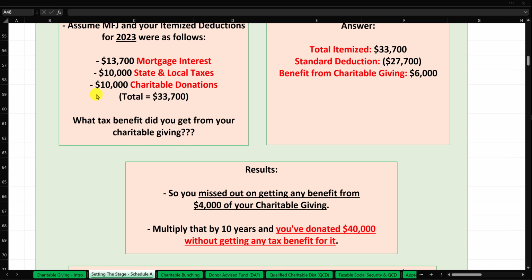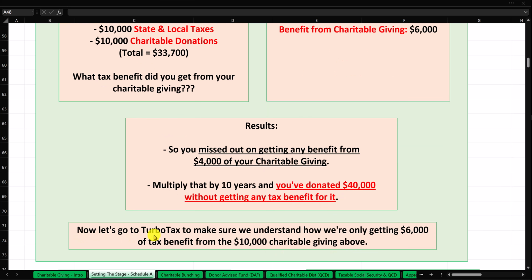In other words, you gave $10,000 here, but your actual tax benefit only ended up being $6,000 of the total $10,000. Now multiply that by 10 years and you've donated $40,000 without getting any tax benefit for it. So now let's go to TurboTax and make sure we understand how we're only getting $6,000 of tax benefit from the $10,000 of charitable giving above.